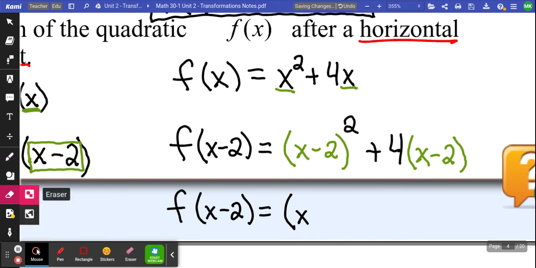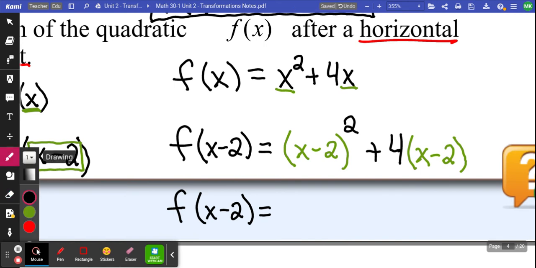Actually, they would expand that too. So you would do this x minus 2 squared. So x minus 2 squared would be x squared minus 4x plus 4. FOIL, right? We don't just put the squared in. It'd be x minus 2 times x minus 2.